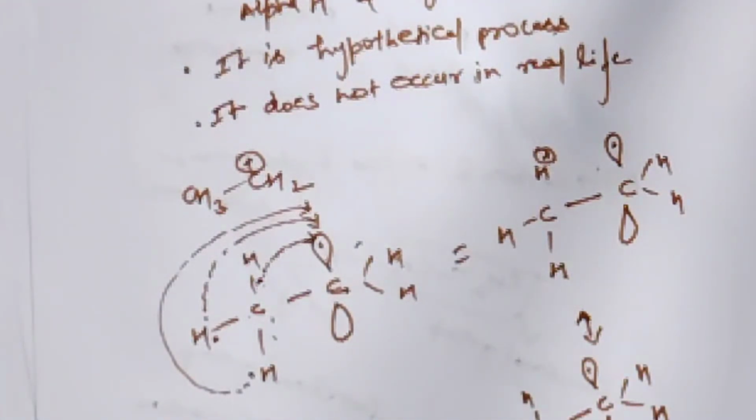The greater the number of alpha hydrogens in an alkene, the larger the number of hyperconjugation structures and consequently the greater is its stability.